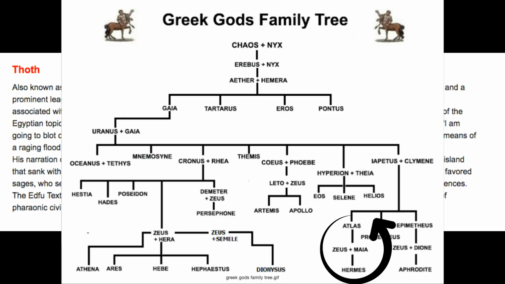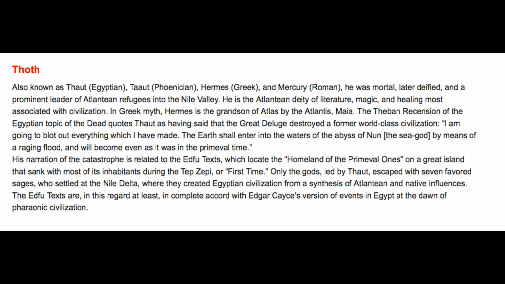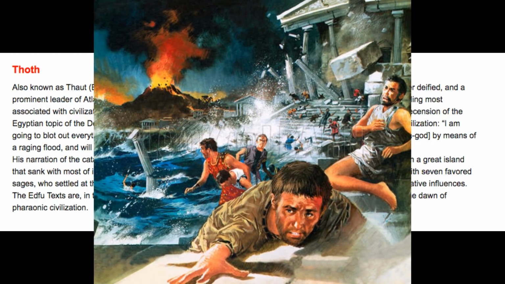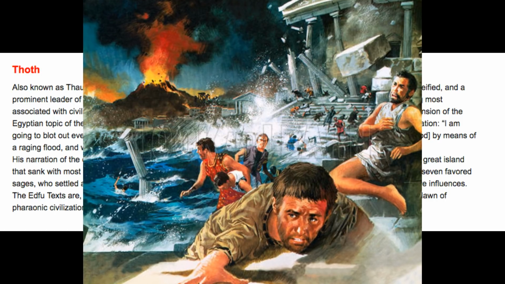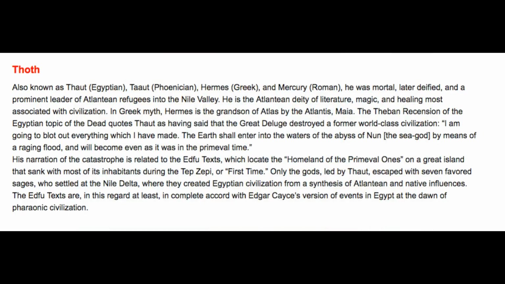His sons reigned, and as it says here, it relates Hermes as one of the grandsons of Atlas by Atlantis, Maya. The Theban recension of the Egyptian Book of the Dead quotes Thoth as having said that the Great Deluge destroyed a former world-class civilization. I am going to blot out everything which I have made. The earth shall enter into the waters of the abyss of Nun, the sea god, by means of the raging flood, and will become even as it was in the primeval time.